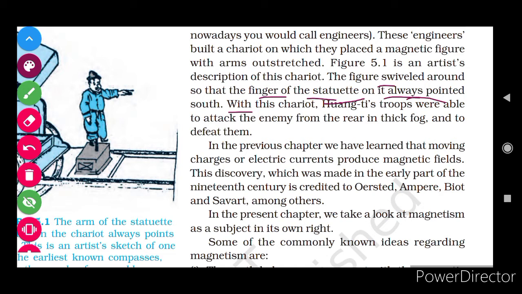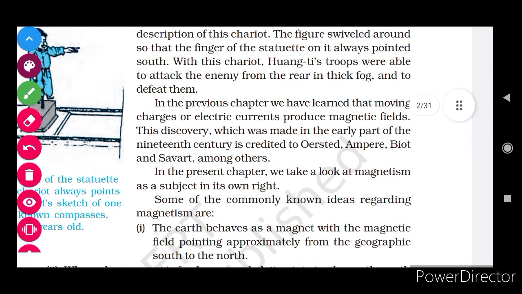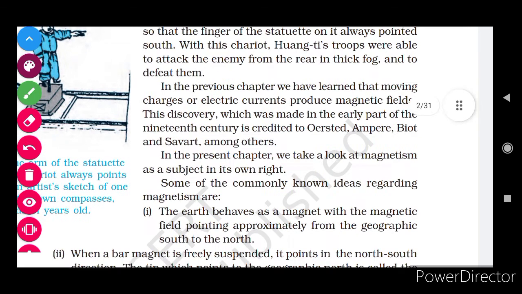Okay, so it always pointed south. So this is a magnet, you know, it's also pointing in the north-south direction. With this chariot, Huang Ti's troops were able to attack the enemy from the rear in thick fog and to defeat them. There was thick fog, and it helped them to find the right direction. Hence it helped in the victory of the emperor. So now we understand one of the uses that a magnet has had in history.